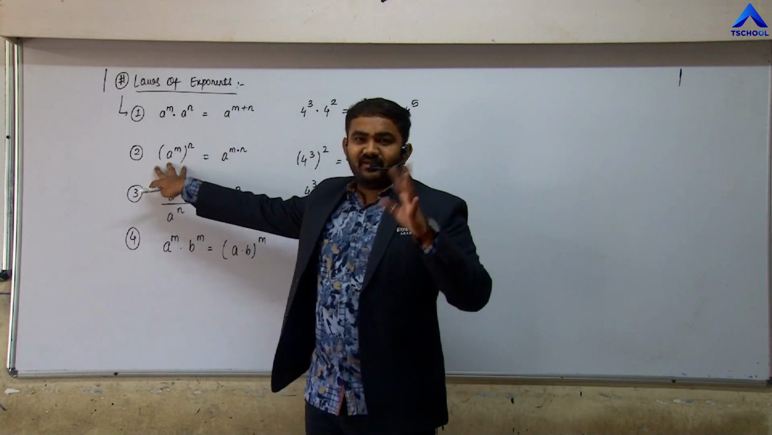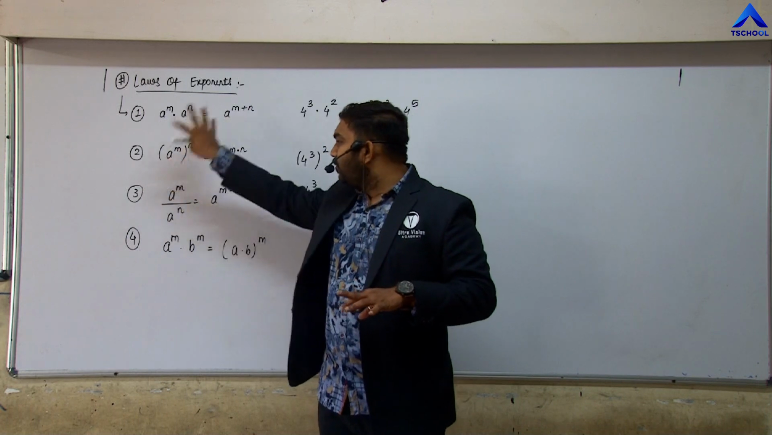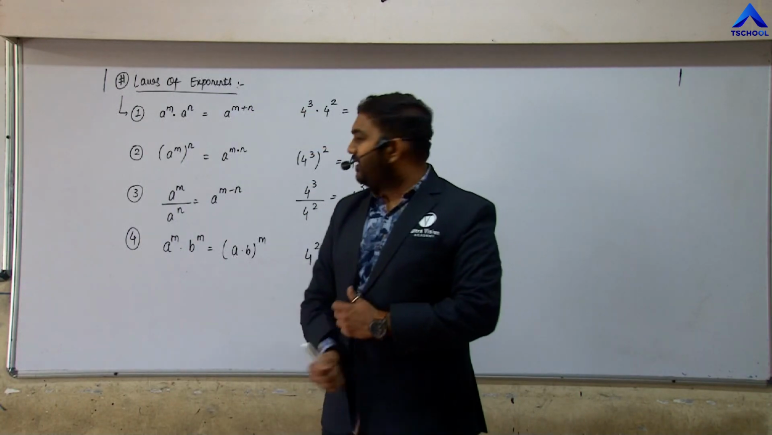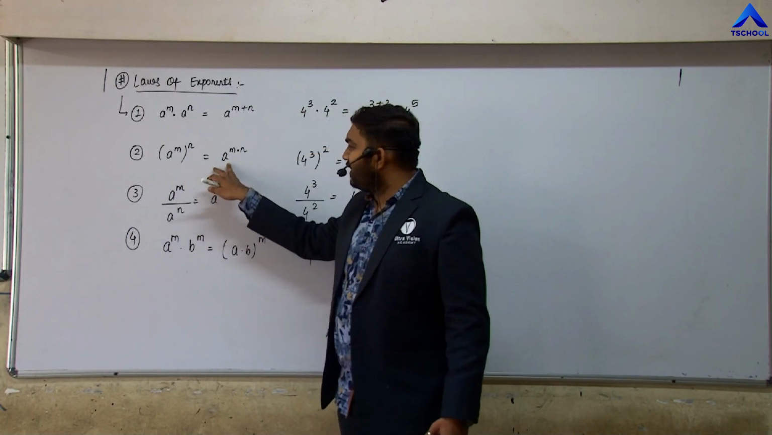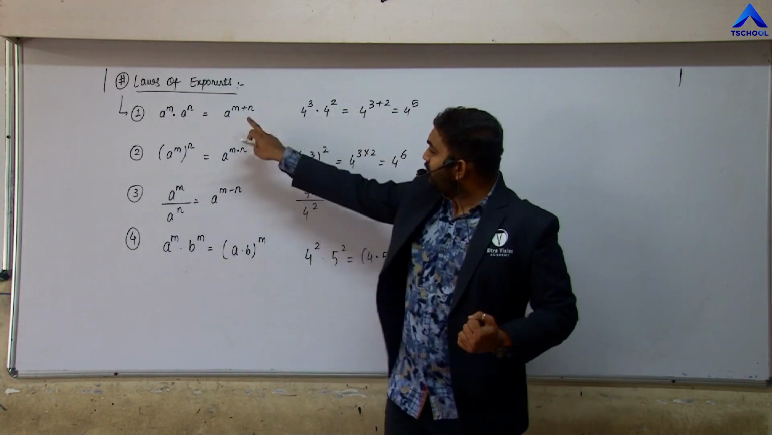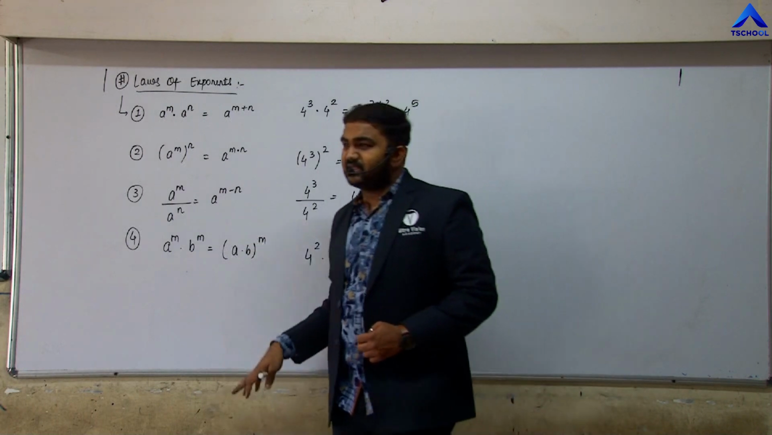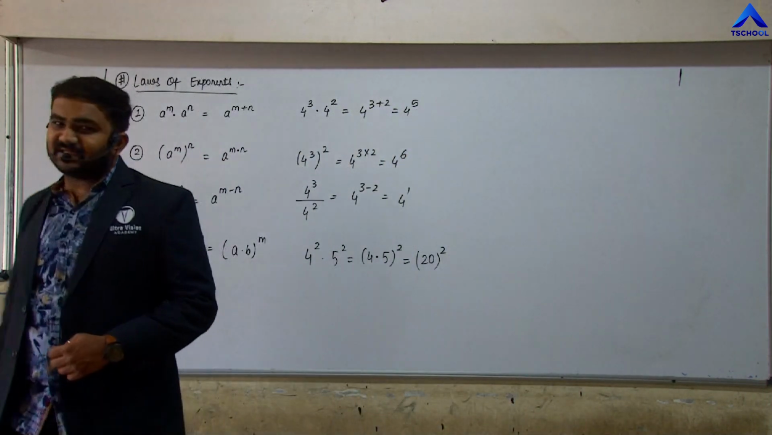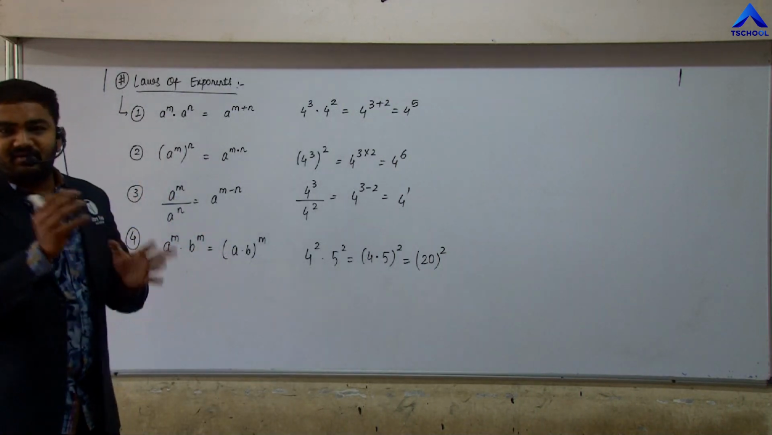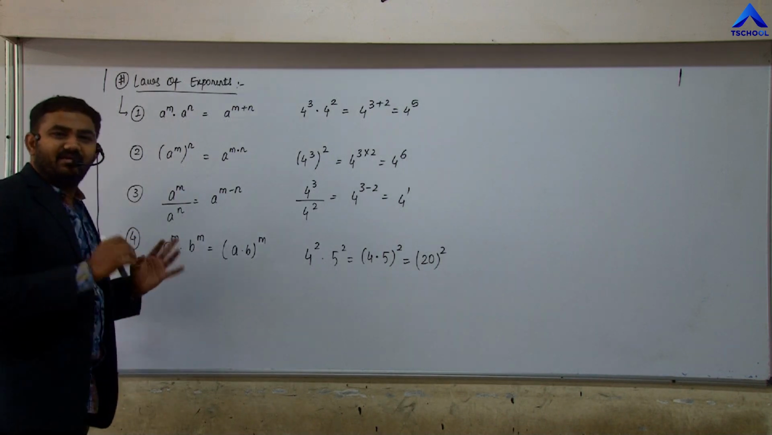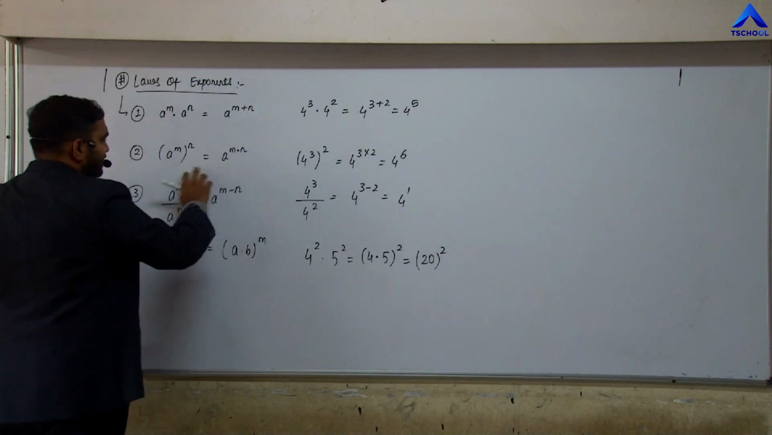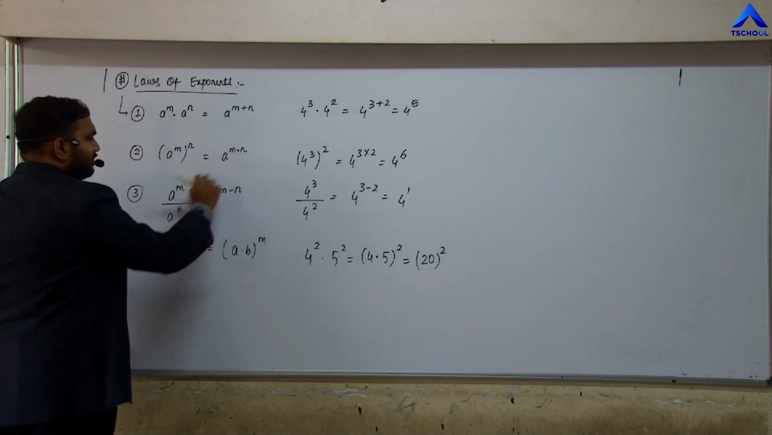Similarly, if I'm having another question like a raised to m whole raised to n, the power n is on the whole of a raised to m. In this case, it will be a raised to m into n, right? The base will be the same in the first, second and third questions, and only the powers are being added, subtracted, multiplied, or whatever is happening here. Okay, so this is a raised to m whole raised to n equals a raised to m into n.